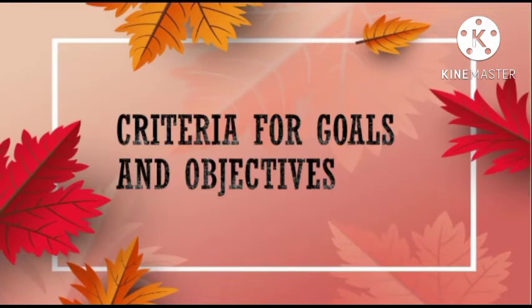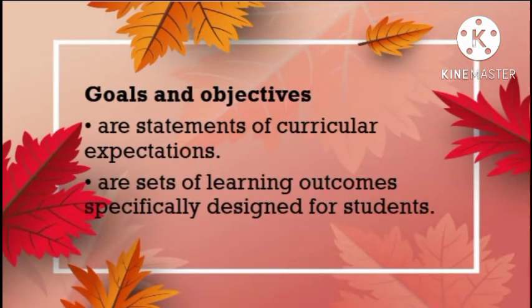The next is criteria for goals and objectives. Goals and objectives are statements of curricular expectations, are sets of learning outcomes specifically designed for students. A goal is an achievable outcome na kung saan ito ay may malawak at mahabang proseso. The objectives, on the other hand, is a shorter term and it defines measurable actions to achieve an overall goal.